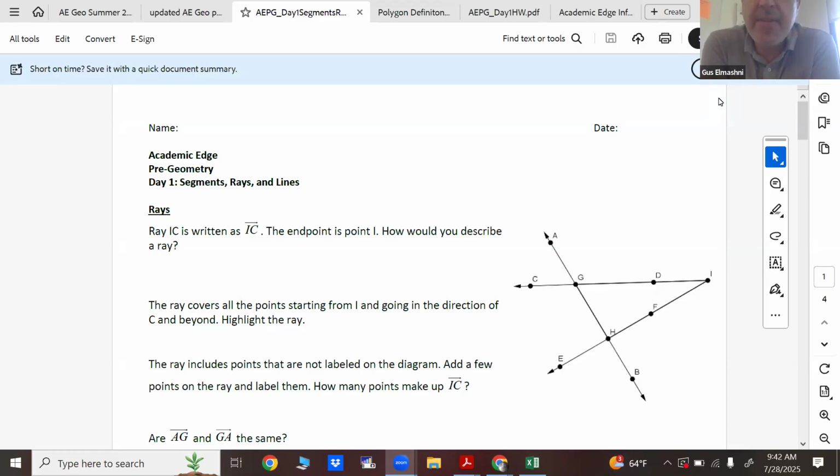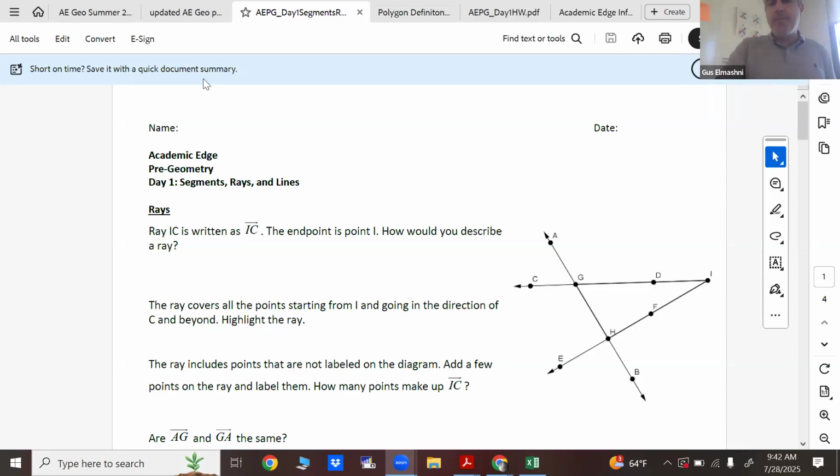So let's look at ray IC, right? Where does I start? Clearly I starts over here and C's over here. You see the arrow going forever towards C's direction? So it has to have an endpoint and just one endpoint. That's it. So the endpoint is I. How would you describe a ray?